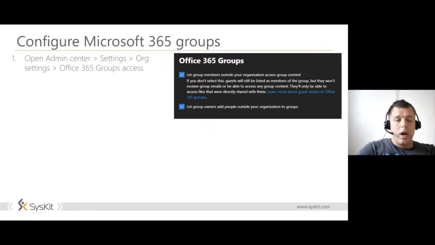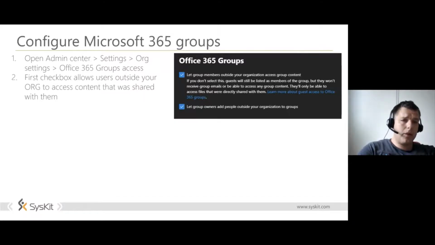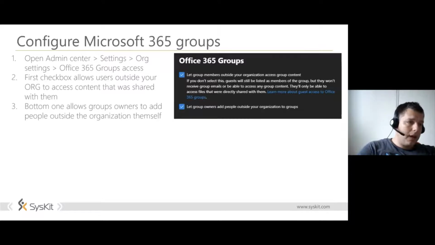These steps here are just for your reference for later on, where you can find these exact settings to enable this. So this is kind of a checklist for the people to ease their life. Open Admin Center settings, organization settings, and then Office 365 group access. Basically, the first checkbox allows users outside your organization to access content that was shared with them. And the option below allows group owners to add people outside the organization by themselves.